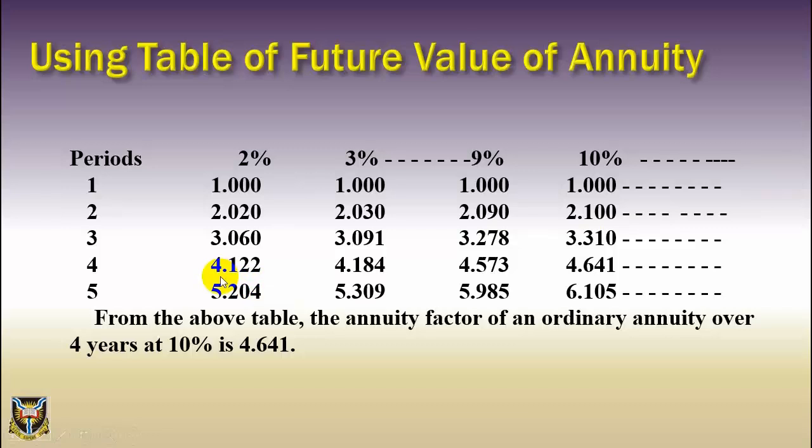Period 4: 4.122 at 2%, 4.184 at 3%, 4.573 at 9%, 4.641 at 10%. Period 5: 5.204 at 2%, 5.309 at 3%, 5.985 at 9%, 6.105 at 10%. From the above table, the annuity factor of an ordinary annuity over 4 years at 10% is 4.641.